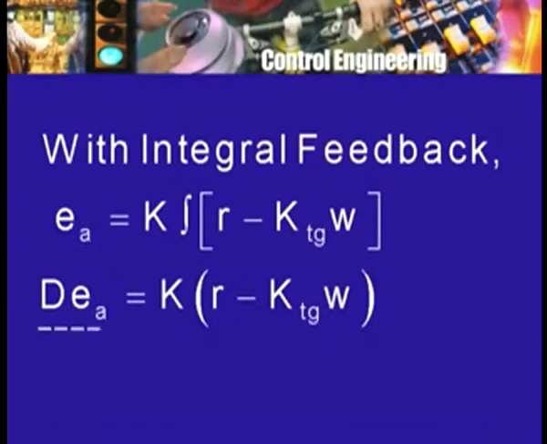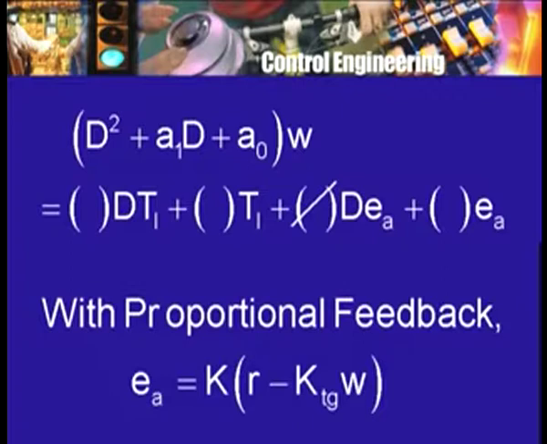The output is the integral of the input, so the derivative of the output is the input, and of course that is simply obtained from this equation by differentiating. So, differentiating, what do I get? I get DEA equal to k times R minus k tacho generator omega. Now, this is the relationship I have because of the feedback, and of course I have the second order differential equation that relates omega to load torque and EA.